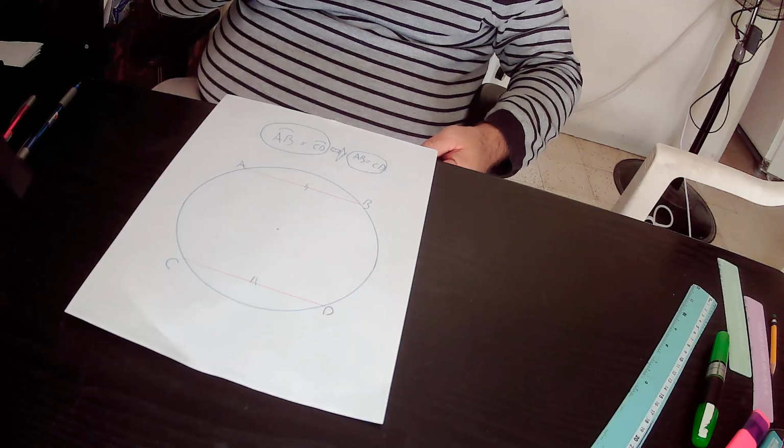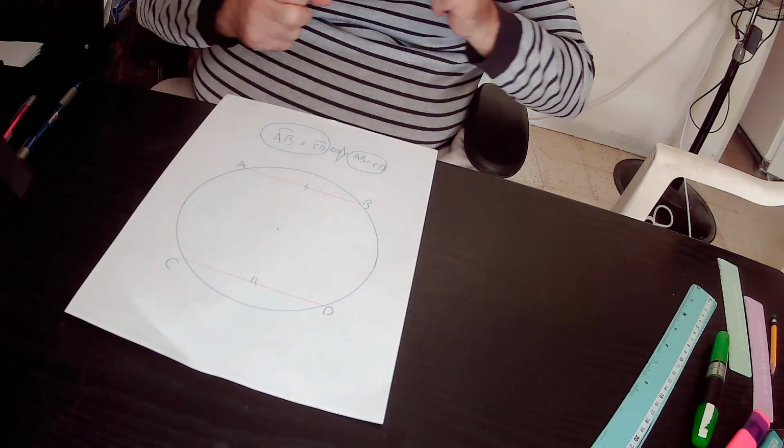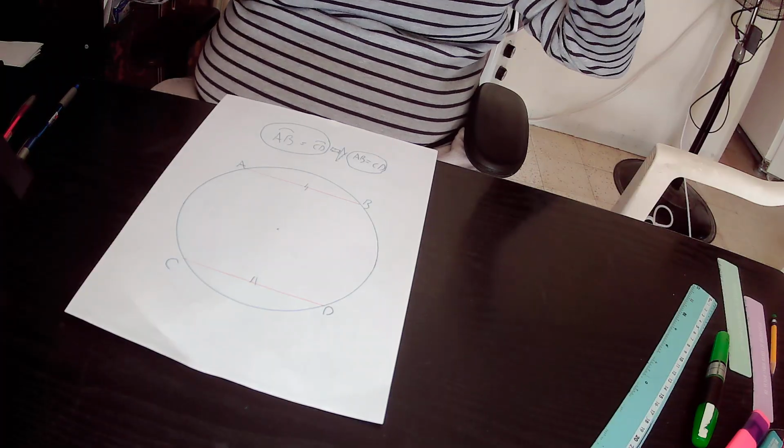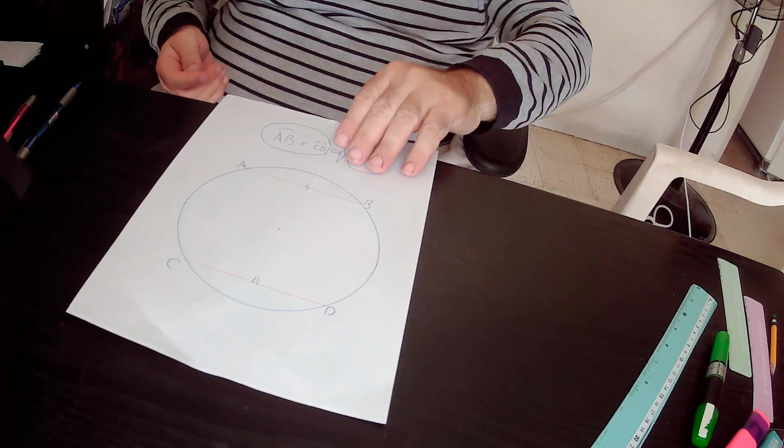Okay? So if two arcs are equal to each other in their length, then their corresponding chords must also be equal to each other in their length. Very simple. So we can implement rule 56 in our drawing.